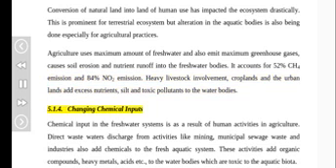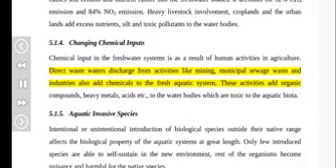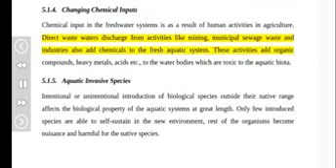5.1.4. Changing chemical inputs. Chemical input in the freshwater systems is a result of human activities in agriculture. Direct wastewaters discharged from activities like mining, municipal sewage waste, and industries also add chemicals to the fresh aquatic system. These activities add organic compounds, heavy metals, acids, etc., to the water bodies, which are toxic to the aquatic biota.